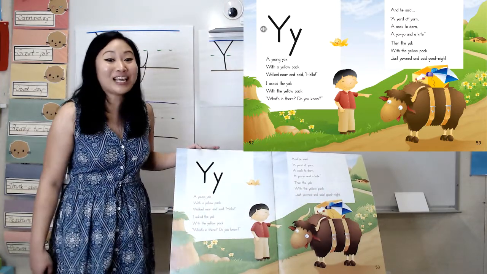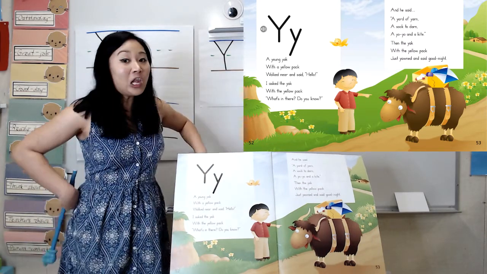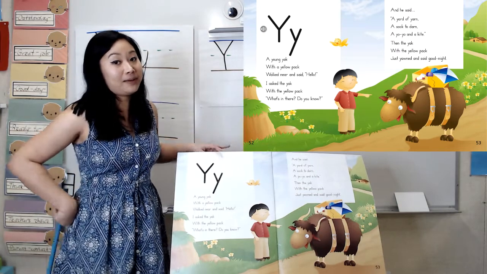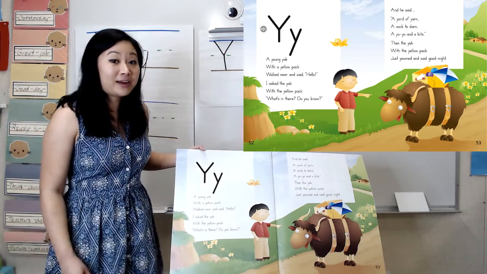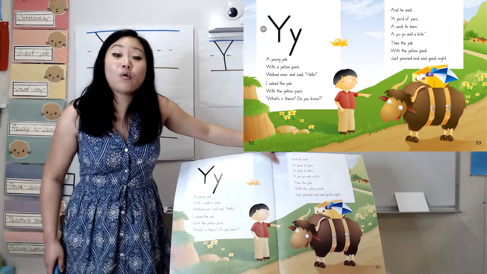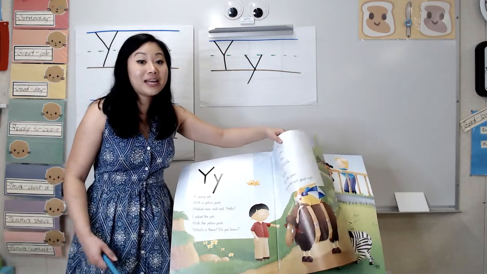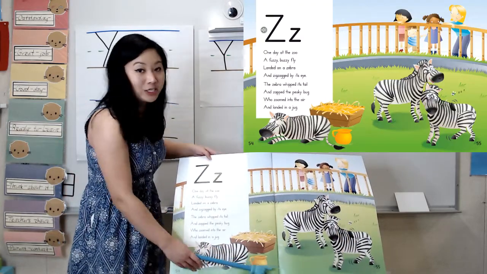That sure was a silly poem about things that start with the letter Y. And if you ask me, it looks a little too early to say good night, but maybe the yak is tired from carrying all that stuff down this huge mountain. Well, let's go ahead and look at our poem for the letter Z. And before we read it, let's make some observations.